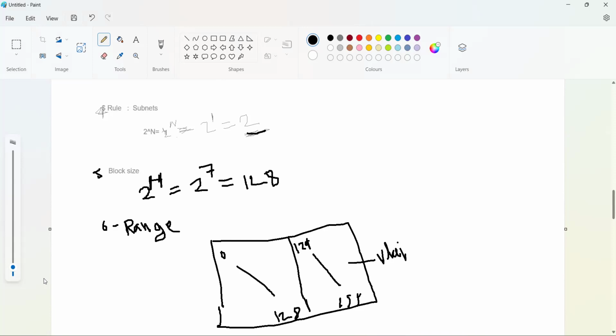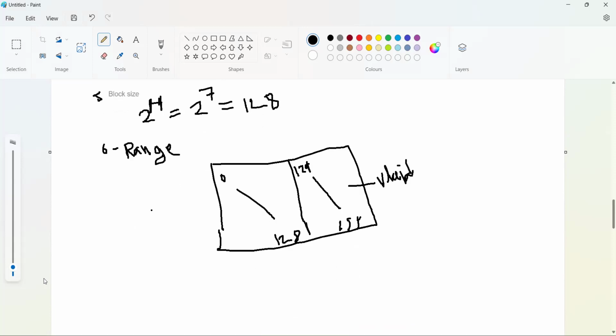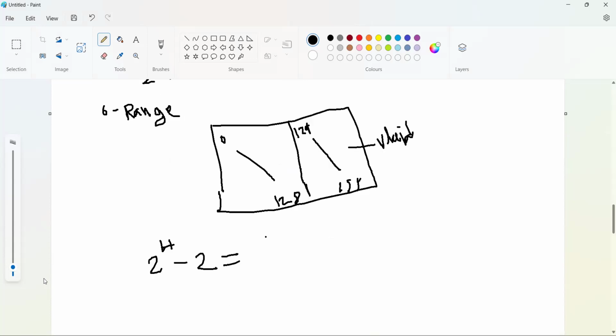And how will you find the valid hosts? Just use 2 to the power of host bits minus 2. One is for the network address, the other one is for the broadcast IP address. So the value is 126. In between, you cannot use the 0, and the final value 128. You cannot use these both values.